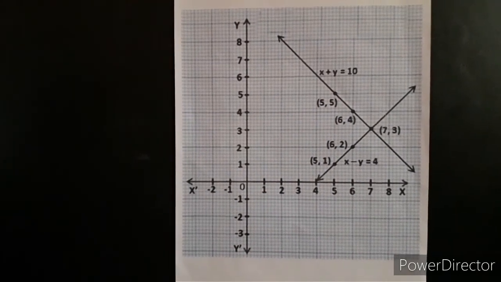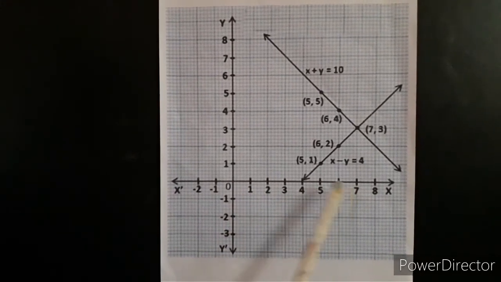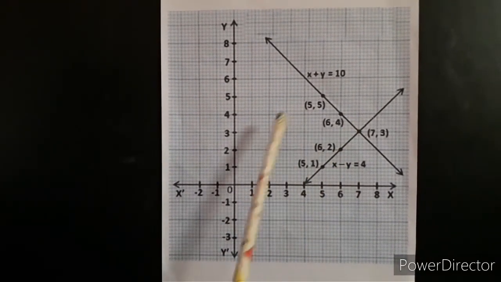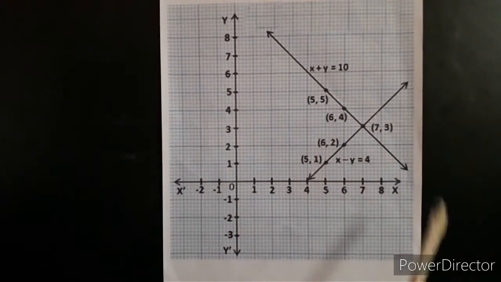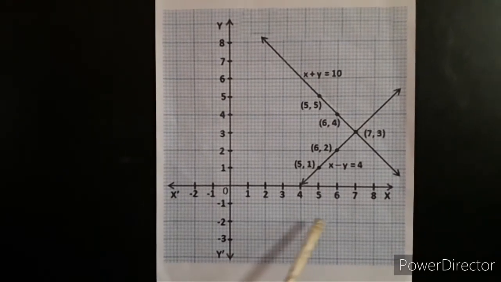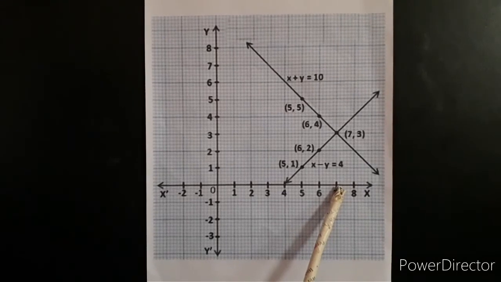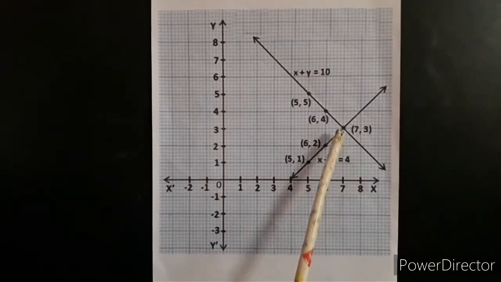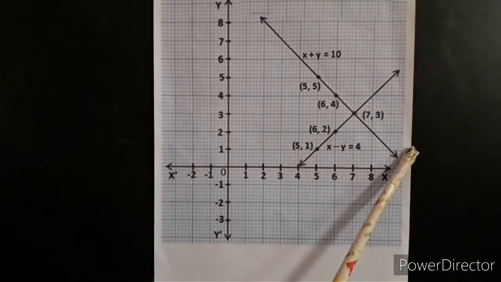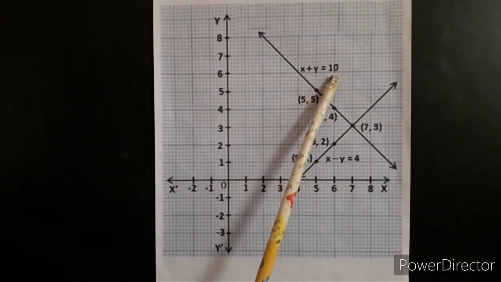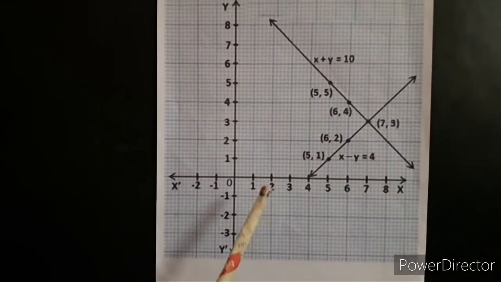The next point is 6 comma 4. We should move 6 units along the x axis and 4 units along the y axis, that is 6 comma 4. Then one more point is 7 comma 3. We should move along the x axis 7 units and 3 units on the y axis, 7 comma 3. We should join these points, and we get the first straight line, that is the equation for x plus y equal to 10.